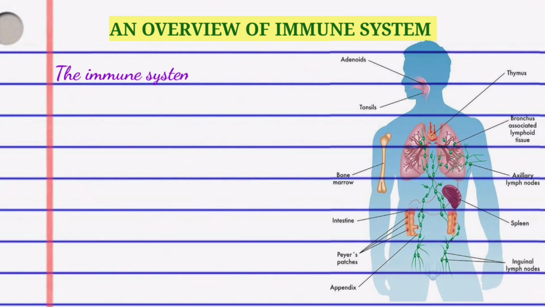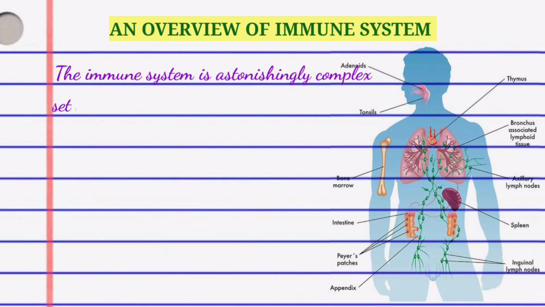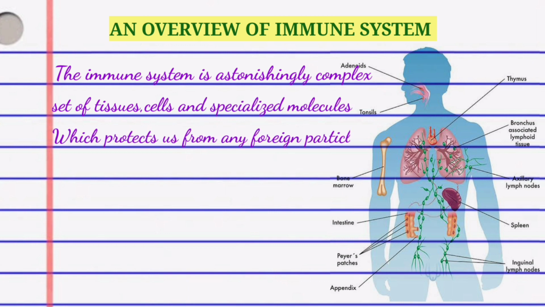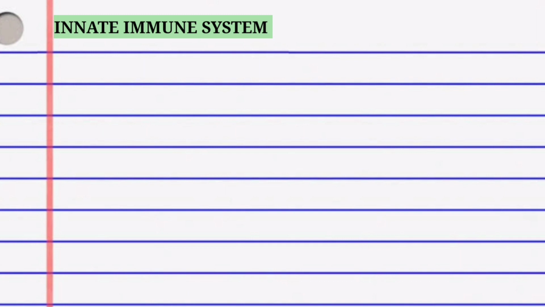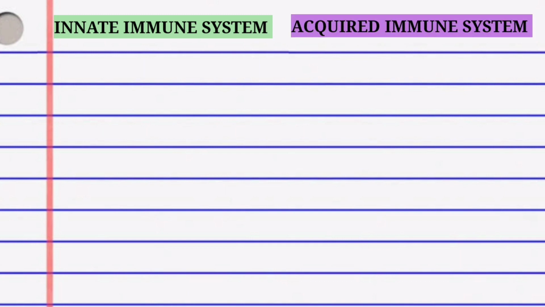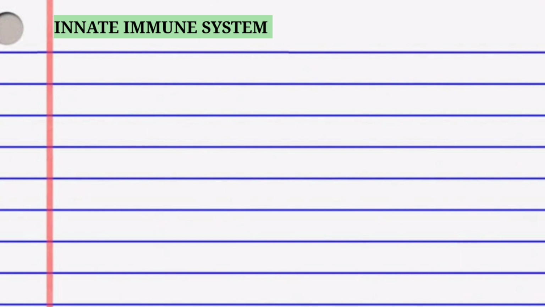The immune system is an astonishingly complex set of tissues, cells, and specialized molecules which protects us from any foreign particles and microbes that may enter our bodies. The immune system is of two major types. Number 1, innate immune system or natural immune system. Number 2, acquired immune system or adaptive immune system.